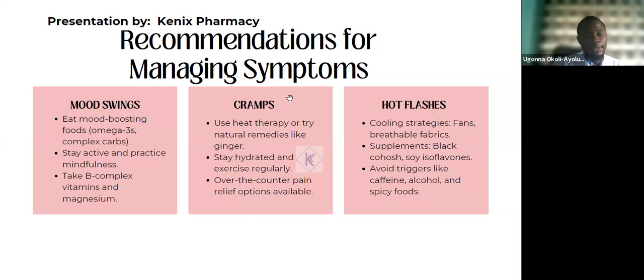Then another one is taking B complex vitamins and magnesium. These ones listed here, they help to calm the mood down. So for those people that because of their menstrual cycle will be aggressive, maybe very intense, this one will help calm them down, stabilize it. So for those people having excessive cramp, as doctor said, that should be menorrhagia, he said we should use heat therapy so that the pain will reduce and try natural remedies like ginger. Another option is to stay hydrated and exercise regularly. That can also reduce the cramp.